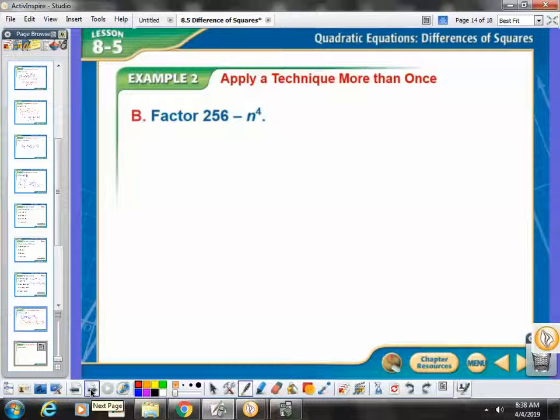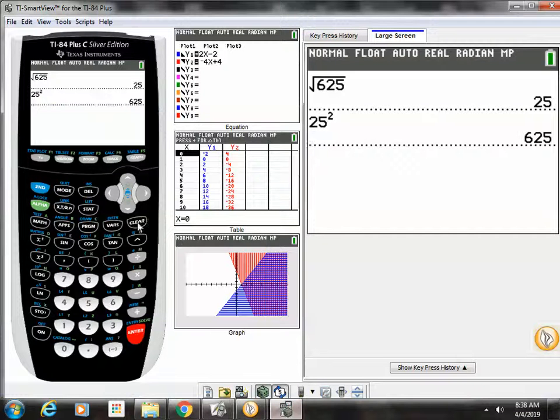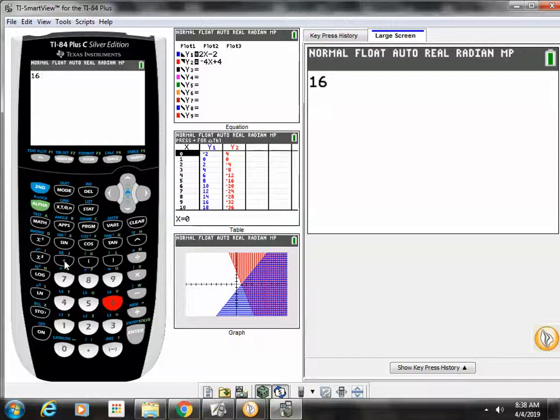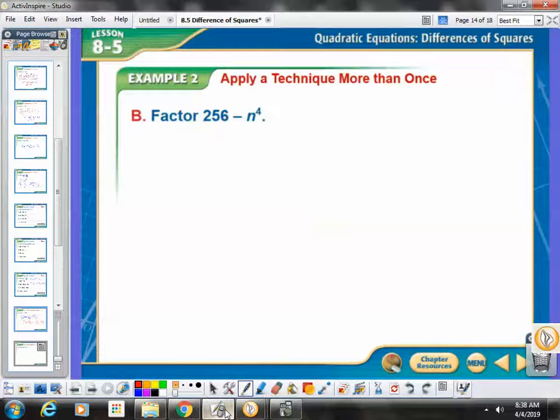Let's do this one next. 256 minus n to the 4th power. Do we have a perfect square minus a perfect square? Is 256 a perfect square? What can I square to get 256? 16 squared is 256. So we have a perfect square minus a perfect square.